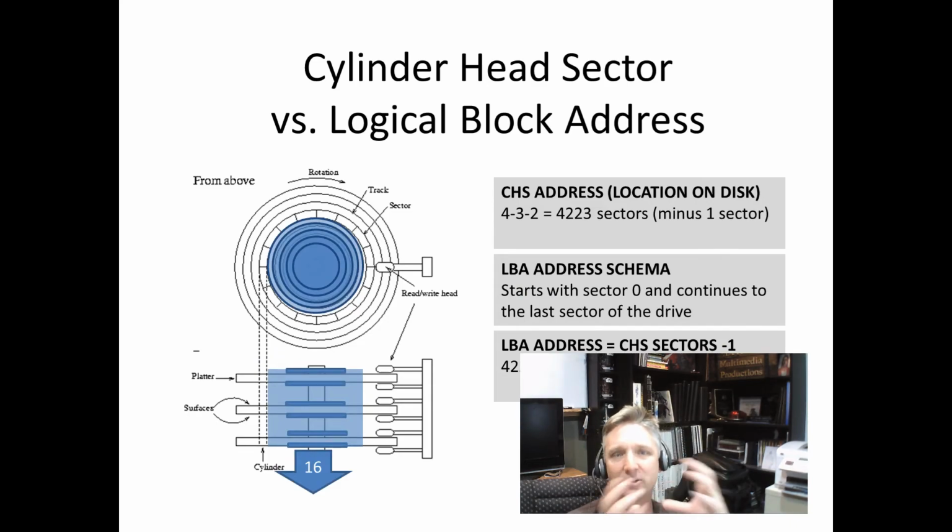The LBA address schema just basically starts at the very first sector on head number 1. So the very first platter, the top surface of that platter, starts at the very first track at sector 0 on the very first track and goes around and then jumps to the next one and keeps counting. It just keeps counting, right?